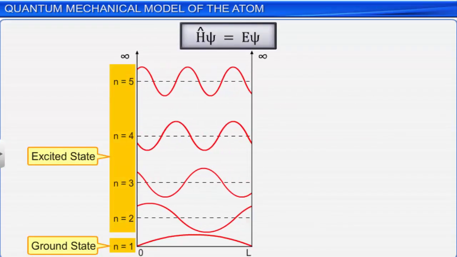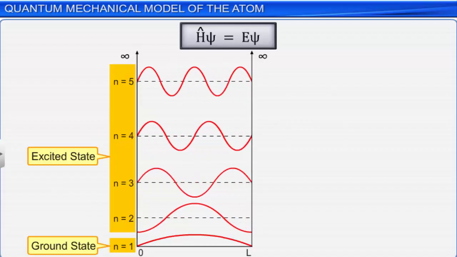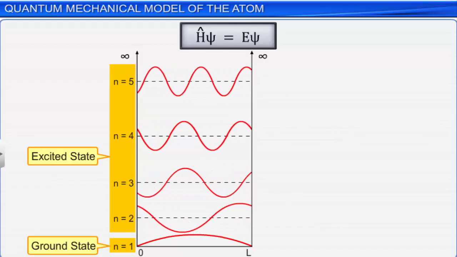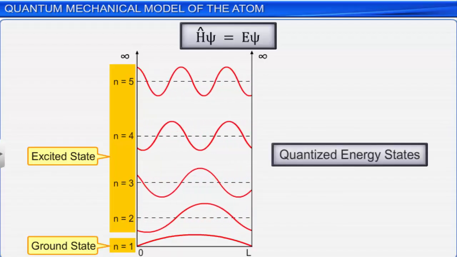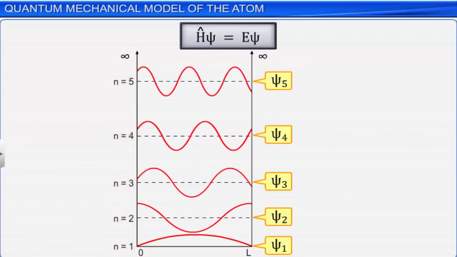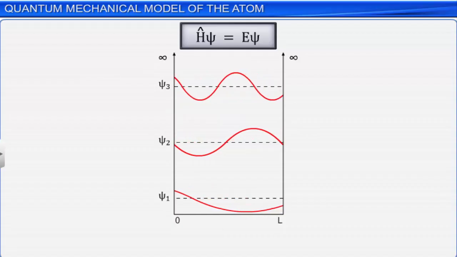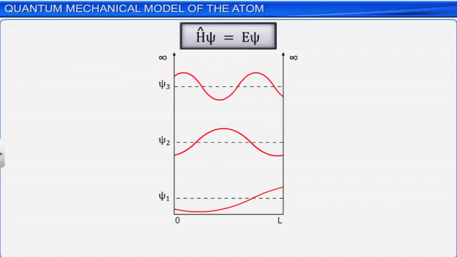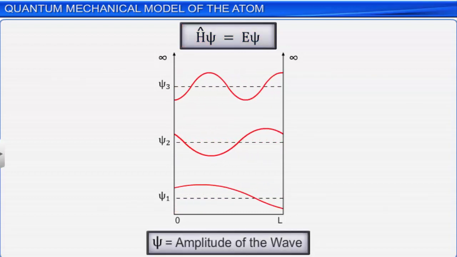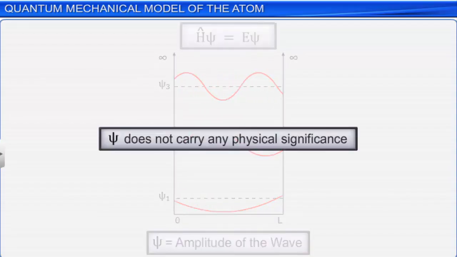When Schrodinger wave equation is solved for an electron of an atom, such as hydrogen atom, it gives the values of the possible energy levels in which the electron can move, called quantized energy states, as well as the wave functions corresponding to these energy levels. Note that, in quantum mechanics, all the properties of a system are expressed in terms of a wave function. This is obtained by solving the Schrodinger's equation. The wave function, psi, is a mathematical function that represents amplitude of the wave. It does not carry any physical significance.